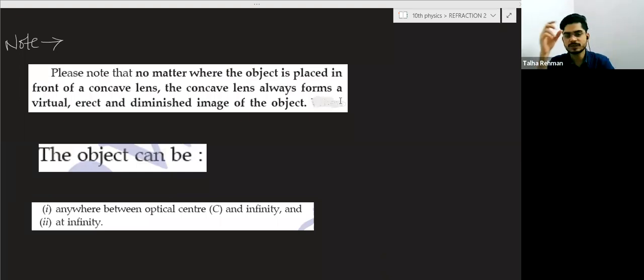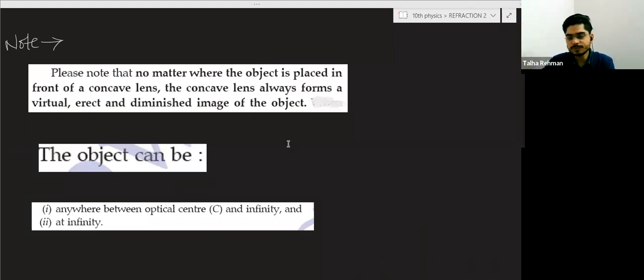No matter where you are placing your object, your image will always form in between the lens and the focus, and the size of the image will be diminished. Diminished means smaller than the object, and the image will also be erect and virtual. So, write this statement: no matter where your object is placed in front of the concave lens, the concave lens always forms a virtual, erect and diminished image of the object.